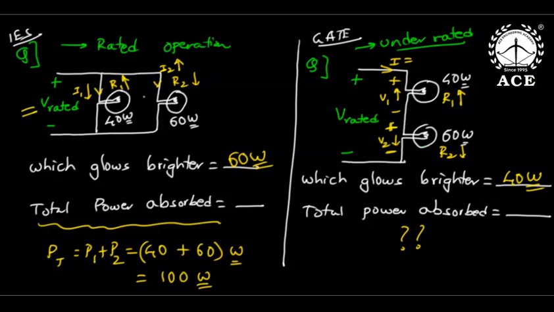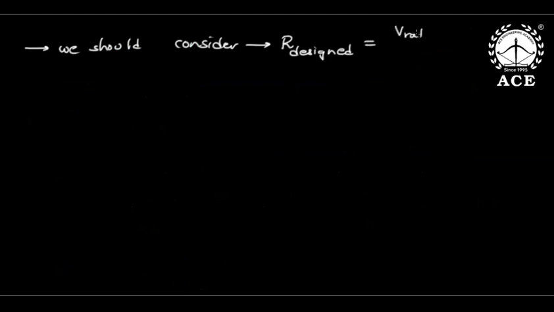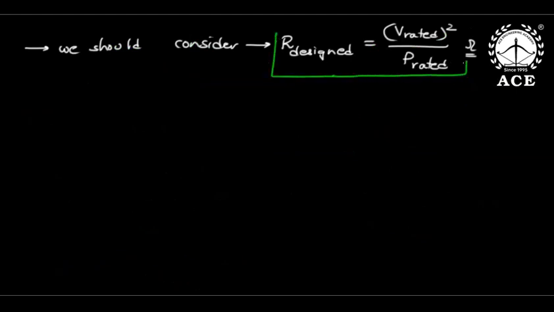Then what to do? To do this problem, we should consider a concept called working resistance or designed resistance, R designed. What is R designed? It is V rated square by P rated, in ohms. This is the concept called designed resistance or working resistance.